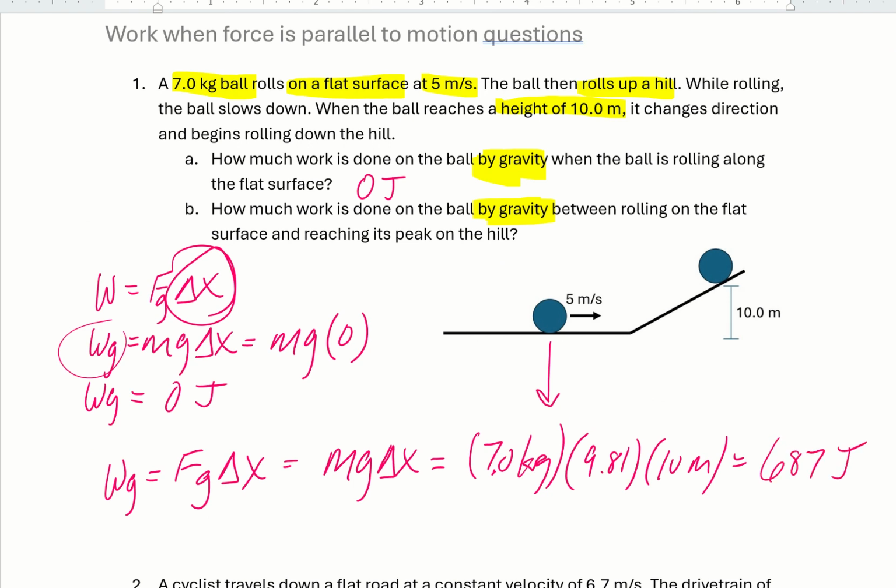Now, am I always going to be using gravitational force when I'm calculating work? No. The reason I'm using gravitational force is because the question is asking me to calculate the work done by gravity.